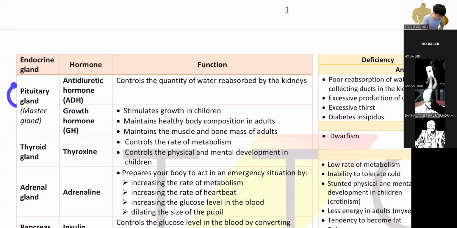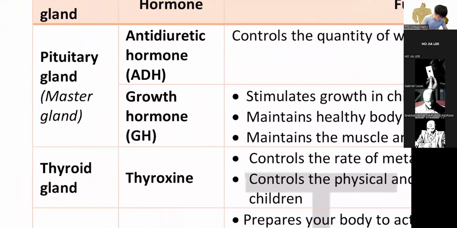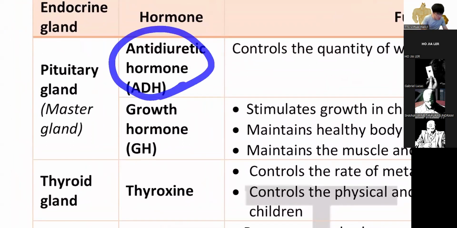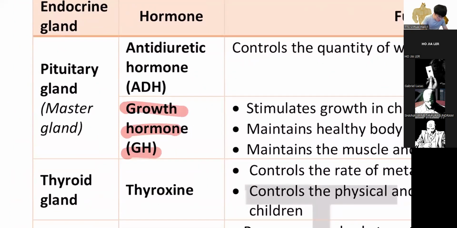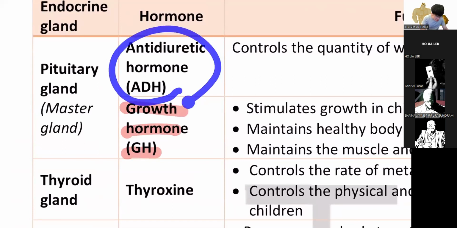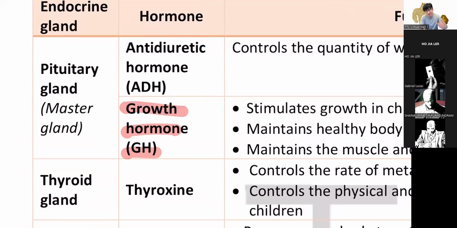Guys, if I want to talk about the pituitary gland, I can use like 3 days. But hey, your job is very easy. For you, the pituitary gland only produces 2 hormones, which is what we call the antidiuretic hormone, ADH, and growth hormone. Please highlight your growth hormone. This is your main guy to memorize. The antidiuretic hormone is not really that important. So what is this? Let's mention this first.